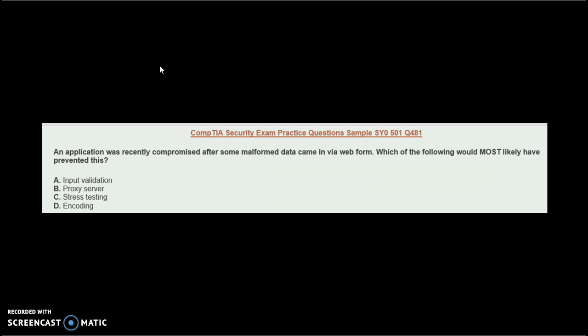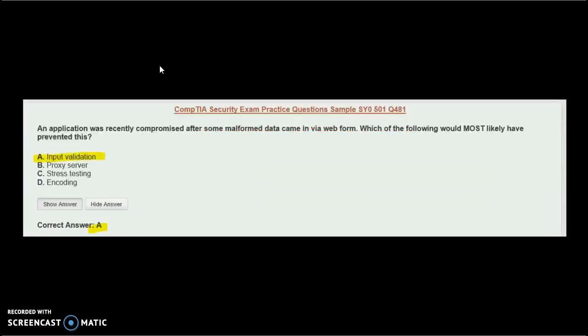An application was recently compromised after some malformed data came in via web form. Which of the following would most likely have prevented this? And that is input validation.